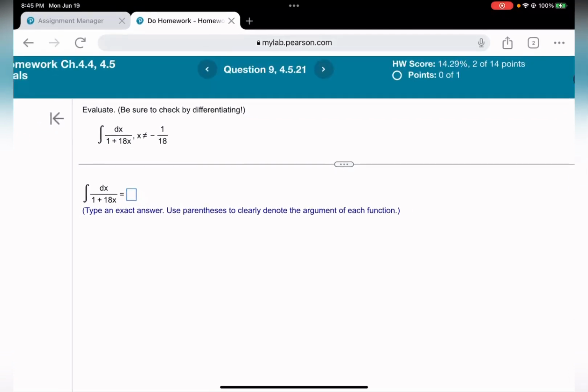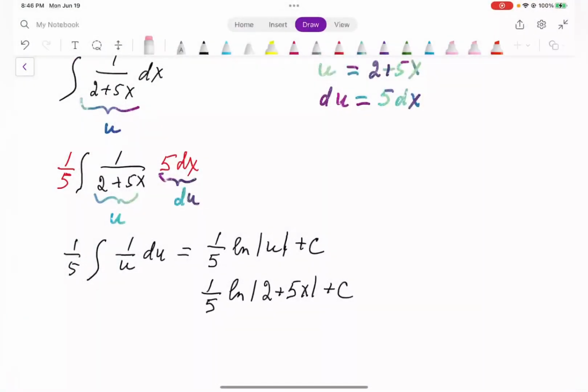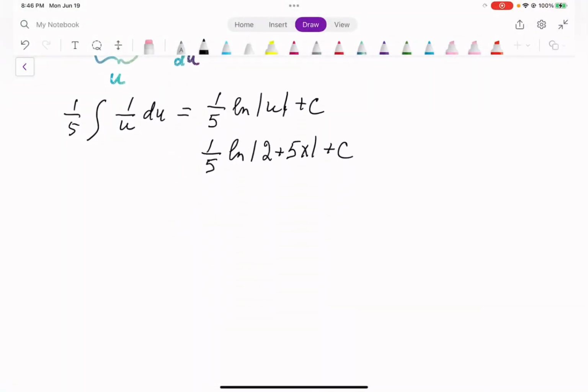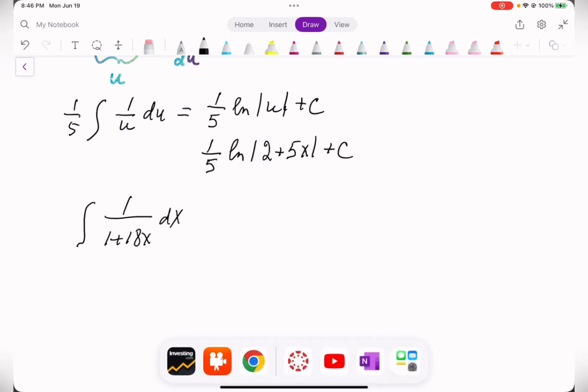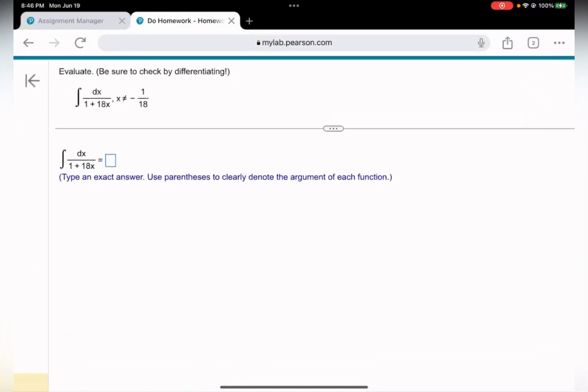What do we have? 1 plus 18x. Okay. Well, let's see how we're going to solve this one, if it's going to be the same way or not. So we have the integral of 1 over 1 plus 18x dx. Let me double check just in case I have hesitation. 18x, correct.